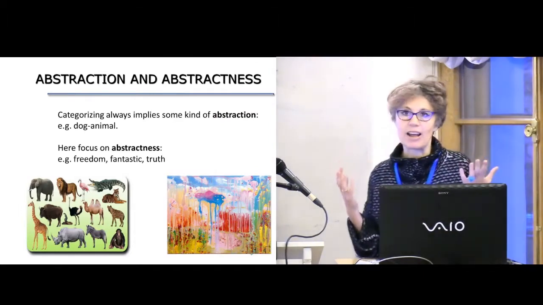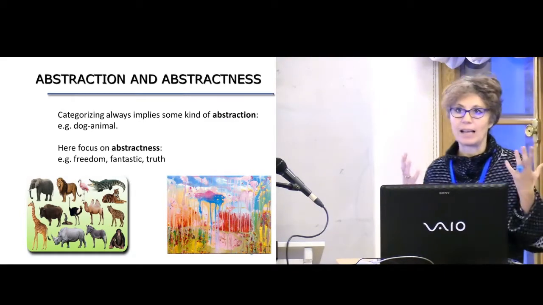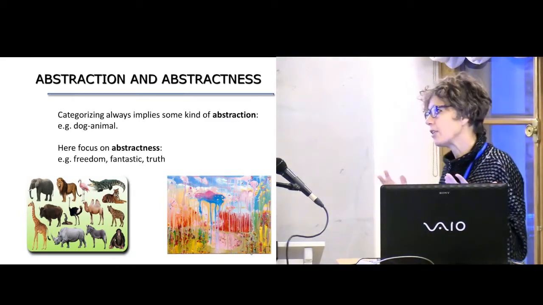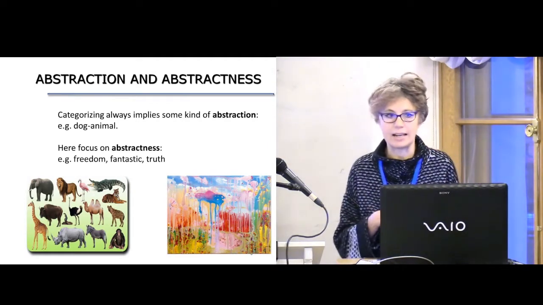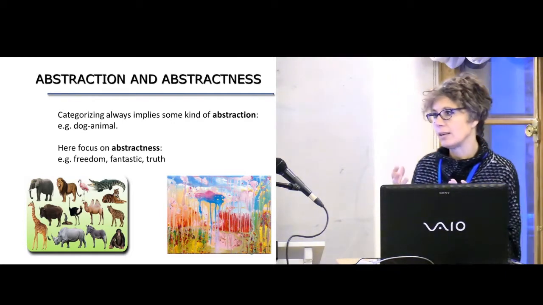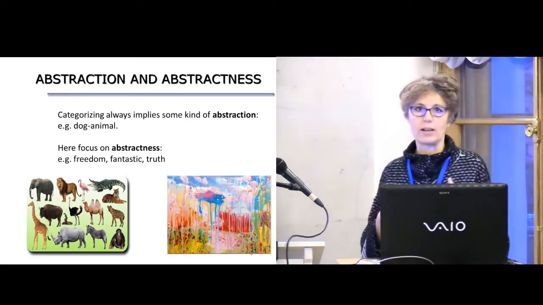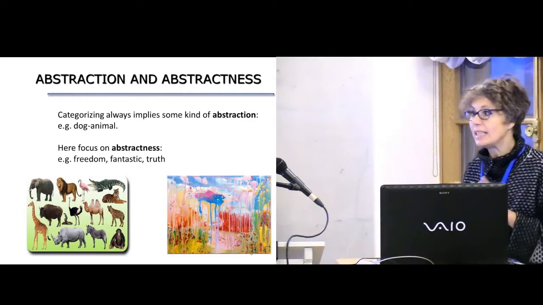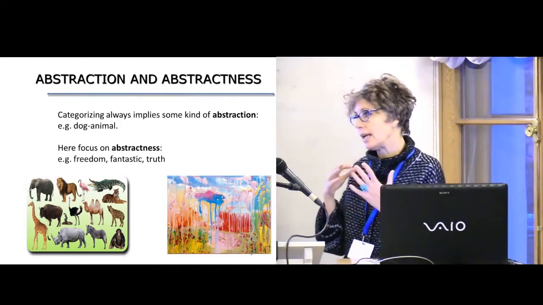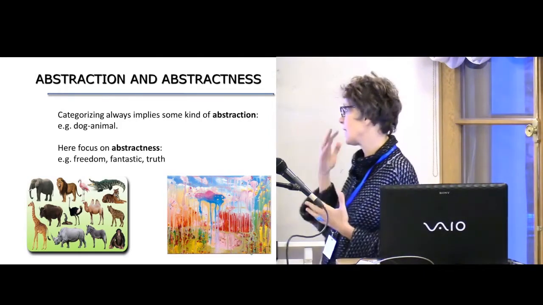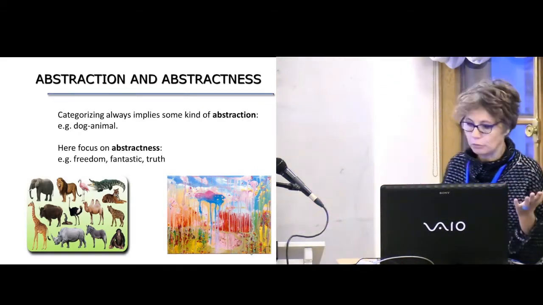So when we categorize, we always somehow abstract. Categorization always implies some kind of abstraction. For example, if you form the category of animal, you have to abstract from the characteristics of the single animals. And animal is clearly more abstract than dog. The abstraction process is more crucial in that case. But here I'm not going to focus on abstraction, but rather on a very related process, that is the process of abstractness. The process that pertains to domains like that of freedom, of fantasy, of truth.